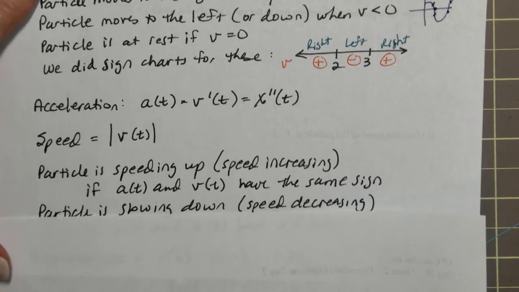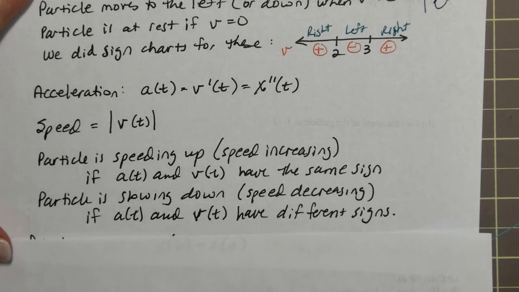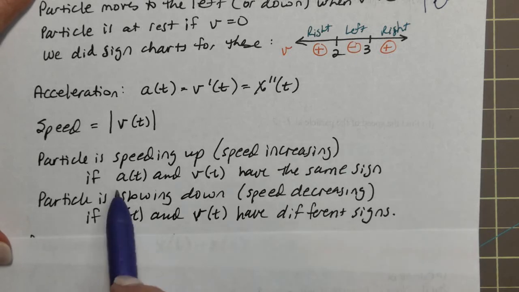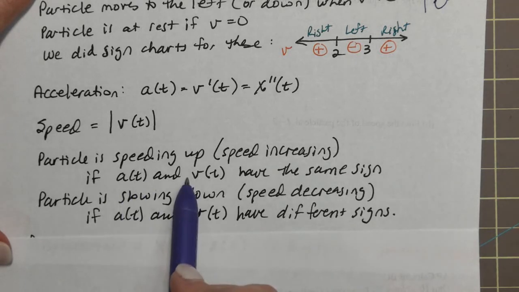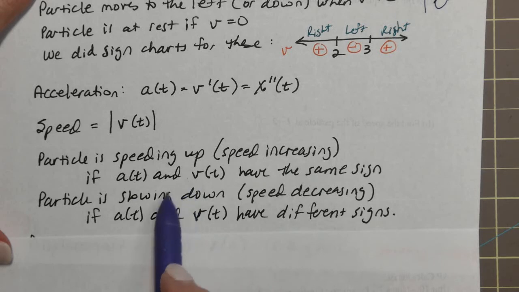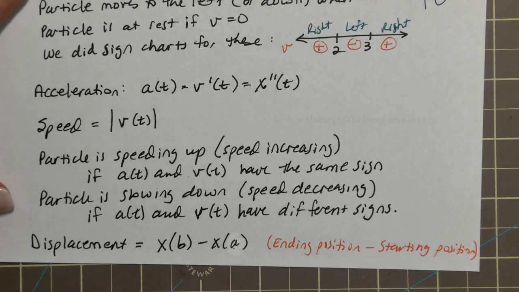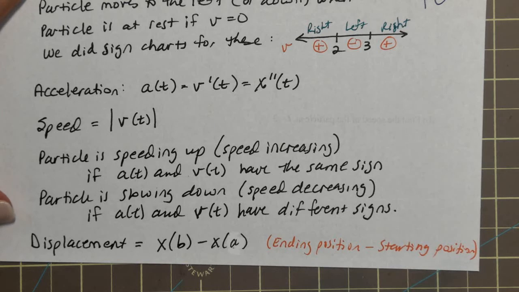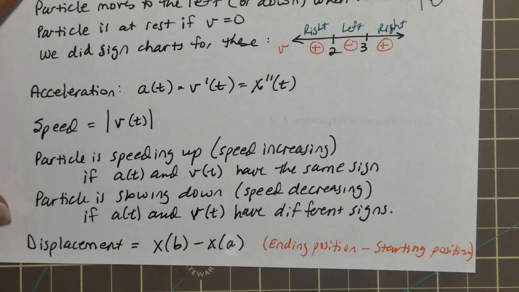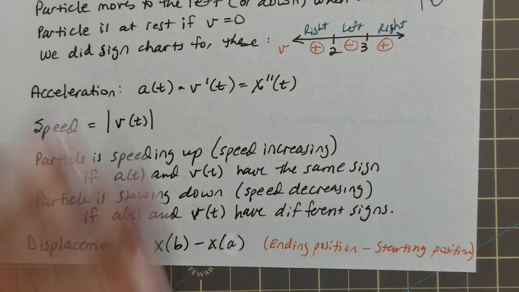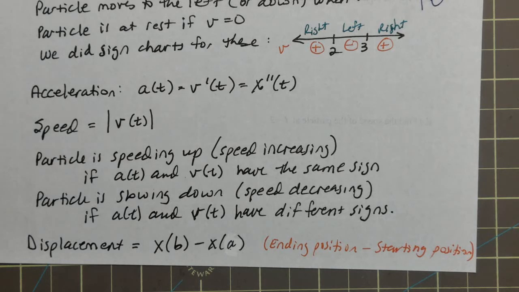And then we talked about when the particle would be speeding up and slowing down. Speeding up, which means the speed is increasing, we said was when acceleration and velocity have the same signs. The particle is slowing down when velocity and acceleration have different signs. And one more thing we talked about back then in Unit 4 was displacement. Displacement was our ending position minus our starting position every time.